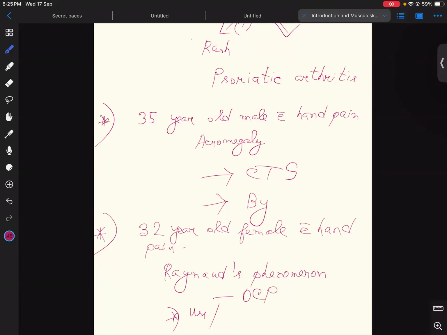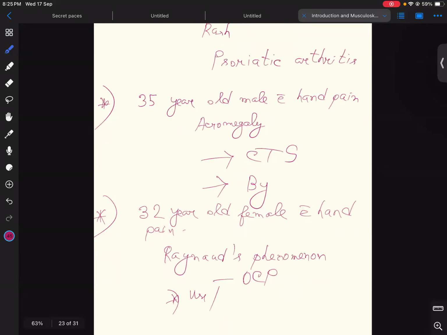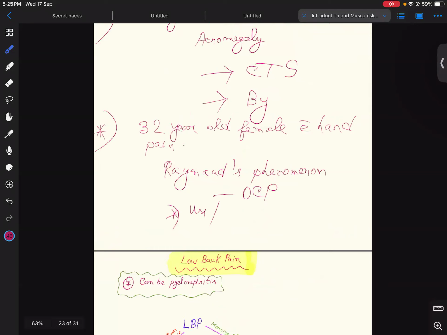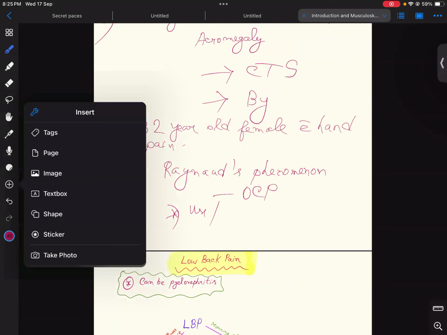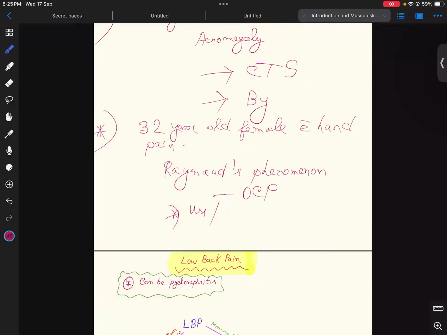Then what about the OCP? I will talk to the women's doctor. He will give you an alternative method of contraception. Yes, wonderful. Very good, Dr. Mahfouz. Then let me discuss another case scenario.